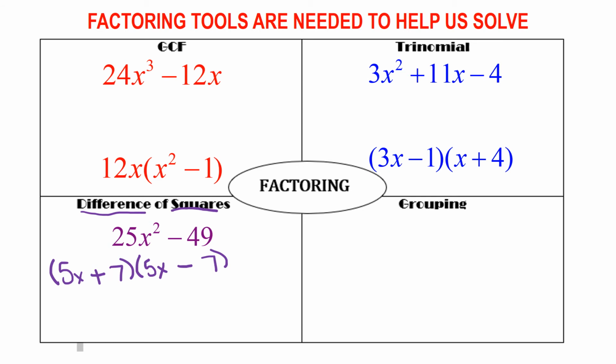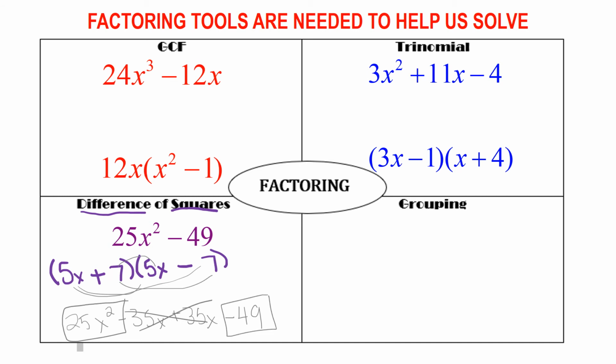if we were to double check our work, if we refoiled or re-multiplied these two expressions together, what would happen is we would have 5x times 5x to get me 25x squared. We'd have 5x times a negative 7, which is negative 35x. Then we have 7 times 5x, which is a positive 35x. And then we have 7 times a negative 7, which is a negative 49. And these middle terms cancel, which is how I come up with 25x squared minus 49.